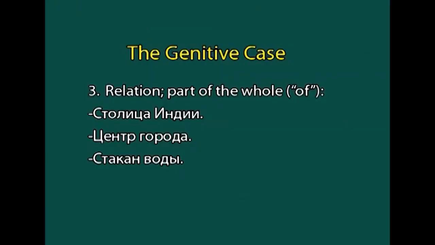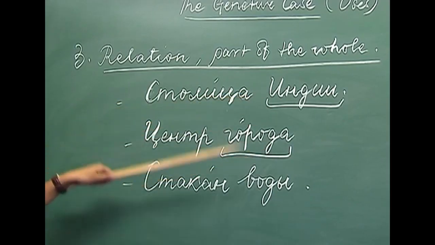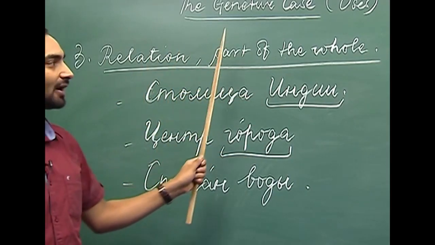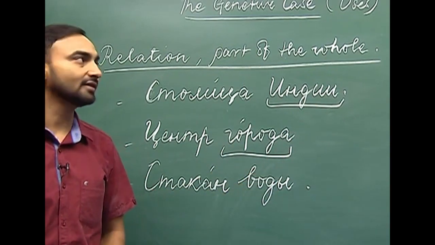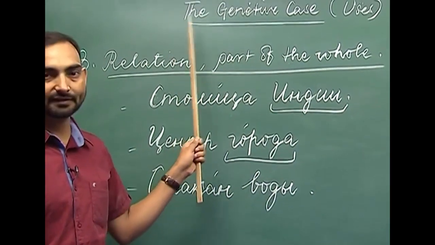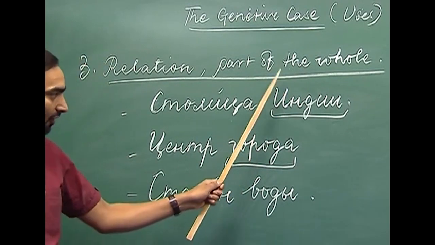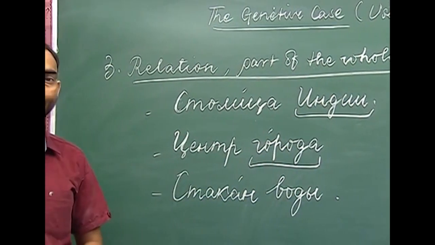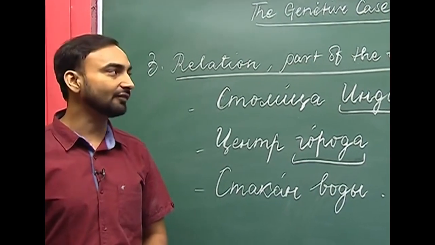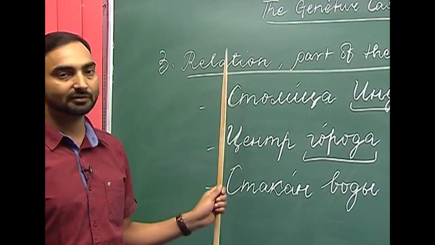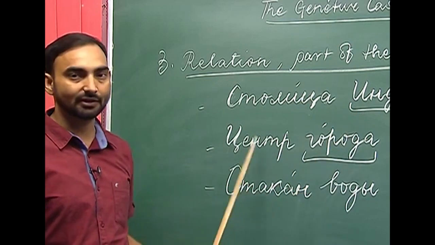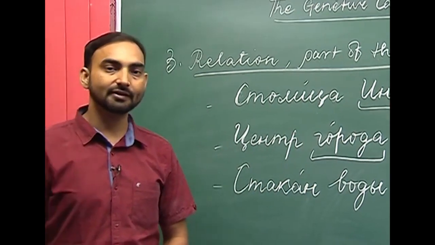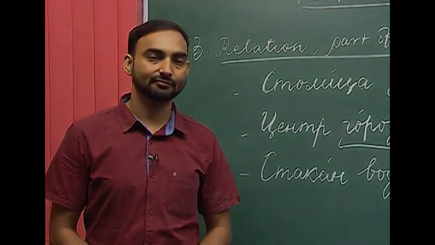So, as you can see in these three combinations, the relationship or the part of the whole has been denoted with the use of the genitive case of nouns. Here all these three nouns, Indii, goroda and vody, are in the form of the genitive case, and we are denoting the relation between two nouns here. So, this is the third use of the genitive case.